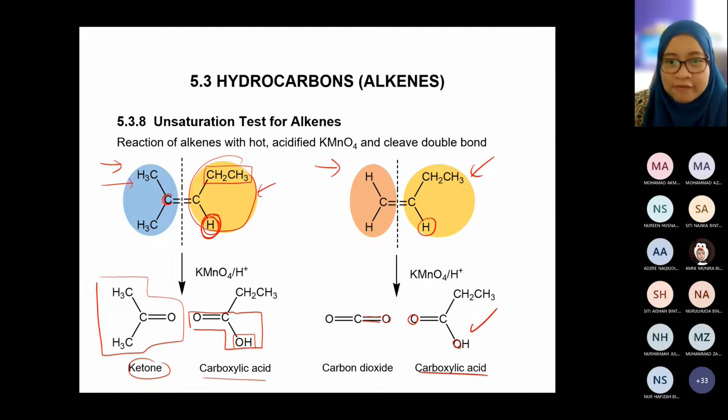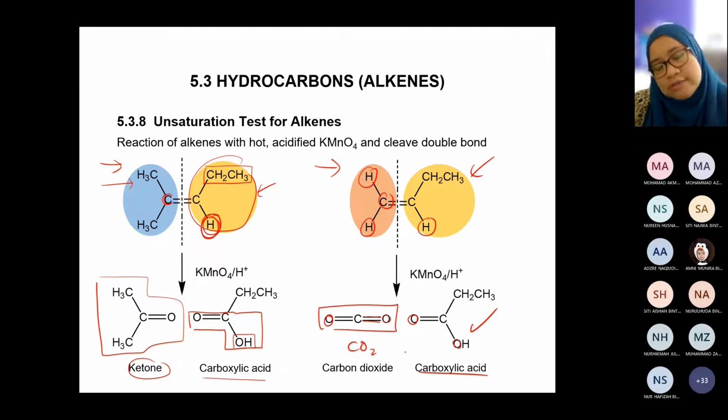Okay, what if we have two hydrogens attached to the carbon? If we have two hydrogen attached to the carbon, these two hydrogen will be totally removed, ataupun will be kicked out from the molecule, and this bond will form double bond and that double bond will be added with oxygen. Remember, ni kan oxidation kan? So it will be added with oxygen. So this will form CO2, guys.